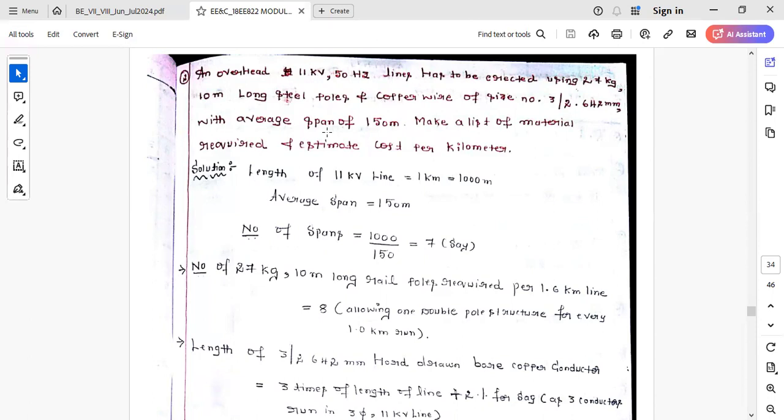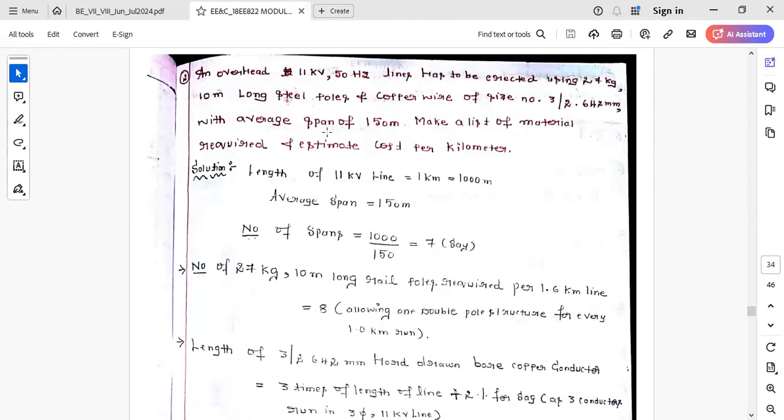Now we can convert from kilometer to meter, multiplying by 1000, that is 1000 meter. Average span between the poles is 150. Number of spans is calculated as 1000 meter divided by 150. What is going to come? 7. So the number of 27 kg 10 meter long rail poles required for the 1 kilometer line.